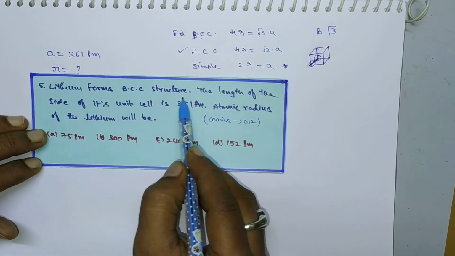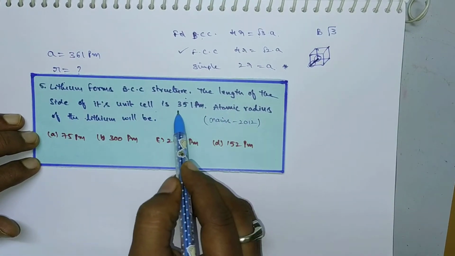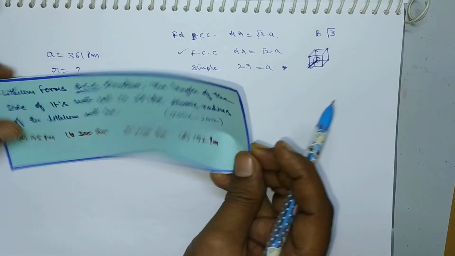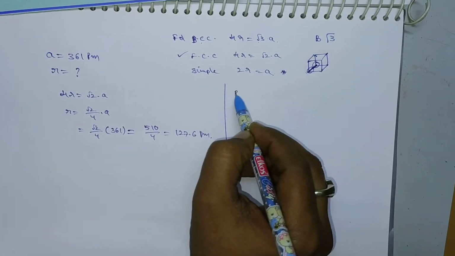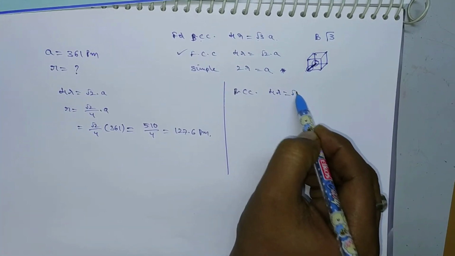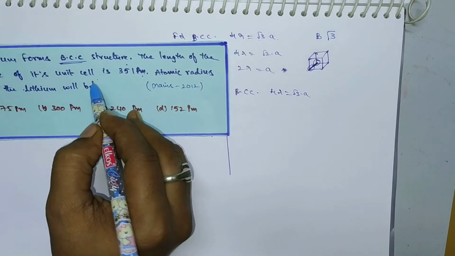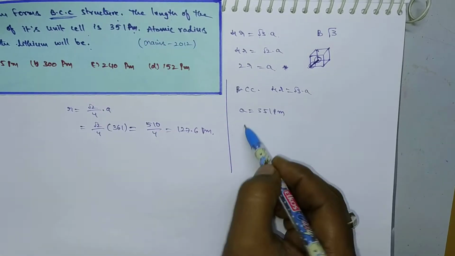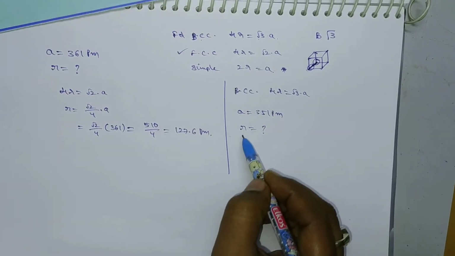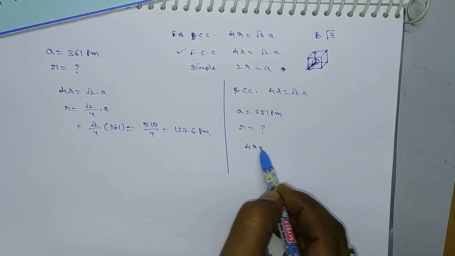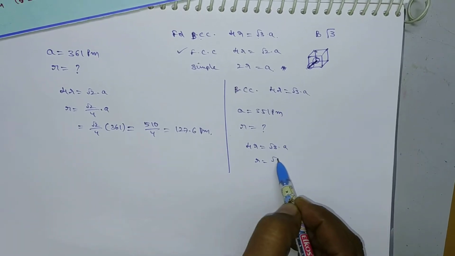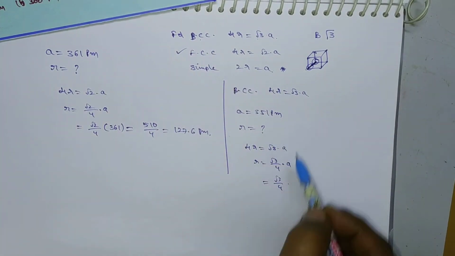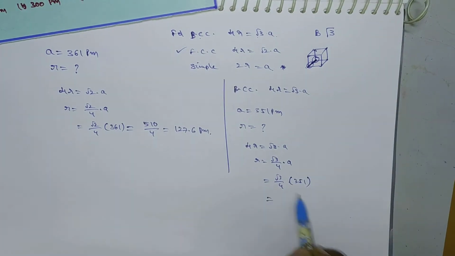So lithium forms BCC structure. The length of the side of its unit cell is 351 picometers. The atomic radius of lithium will be? So here it is BCC structure. So for BCC, 4r is equal to root 3a, and the edge length a is equal to 351 picometers. He asked to calculate radius. So by simple substitution, 4r is equal to root 3 into a, r is equal to root 3 by 4 into a, that is root 3 by 4 into 351 picometers. By simplifying we get the answer.